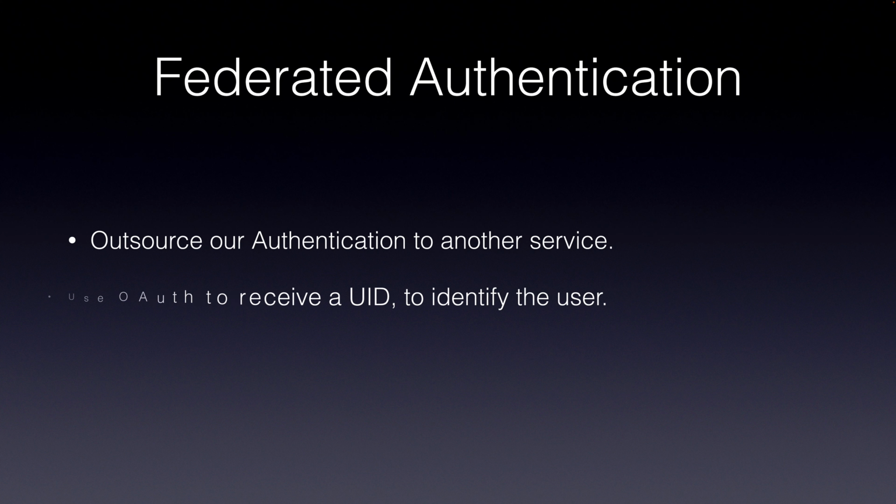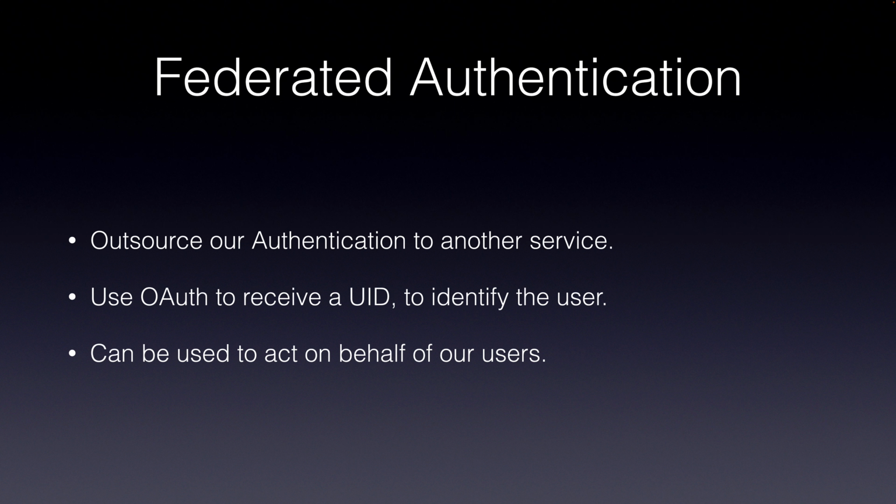So in this example, we're going to use OAuth to receive a unique identifier that will identify a user. We're going to use GitHub. So we'll use OAuth to connect with GitHub, and GitHub will provide us a unique ID that identifies our user, and we're going to use that unique ID within our application to remember who this person is and log them in after they have left our website and then have come back.